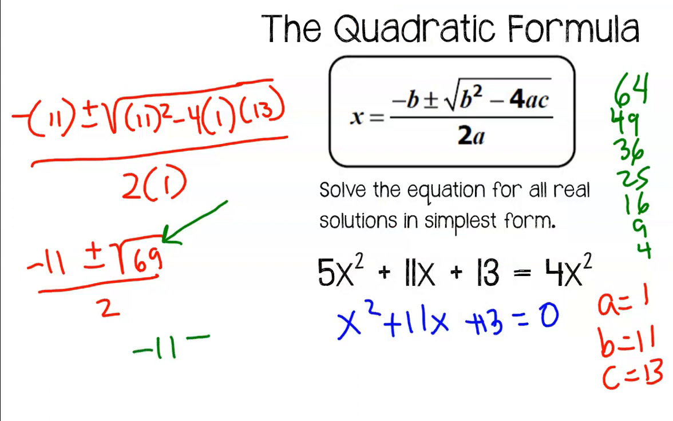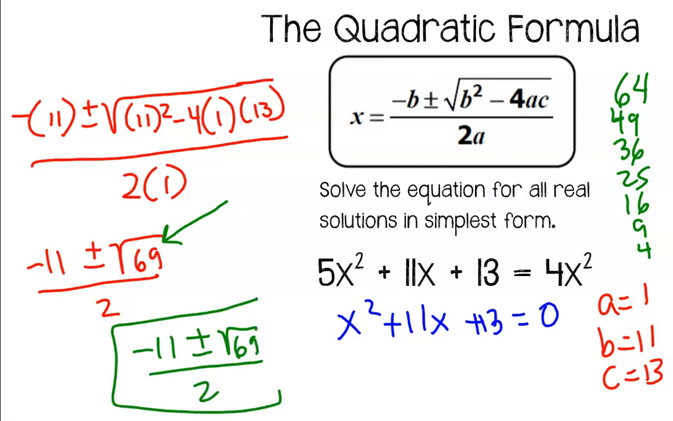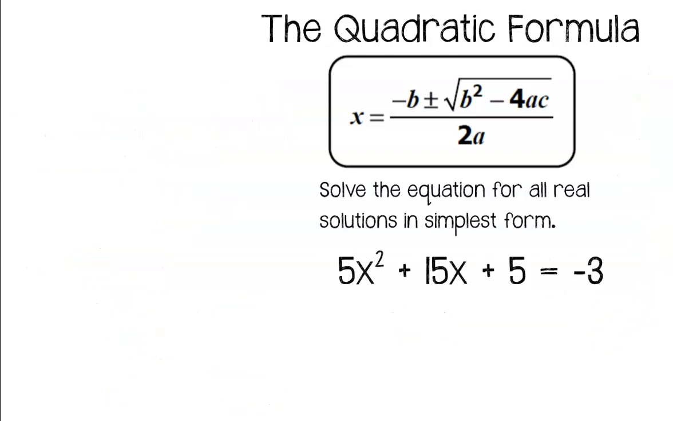So this is actually the final answer. And you're going to leave it exactly like that big giant expression. You're not going to do any rounding, you're not going to put this in your calculator, nothing. You're just going to stop right here and leave it in simplest radical form. Let me show you another one.